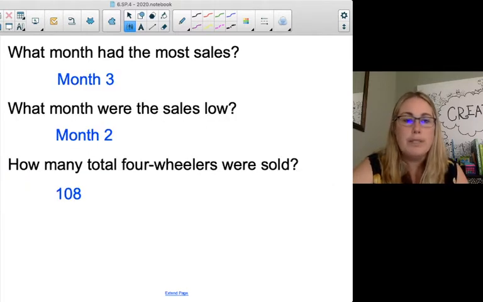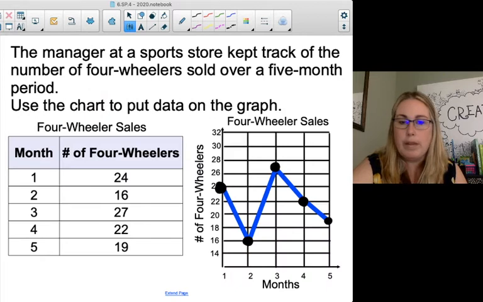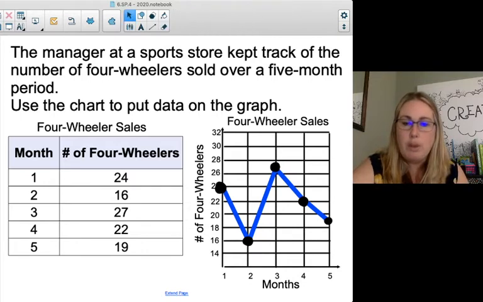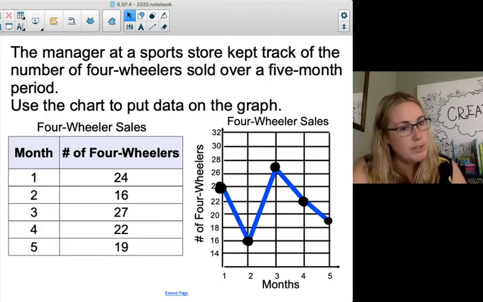What month were the sales low? All right, so looking at our line graph, which month did we have the lowest amount sold? So we're looking for the lowest point on our line graph. So that would be month number 2, you got it.